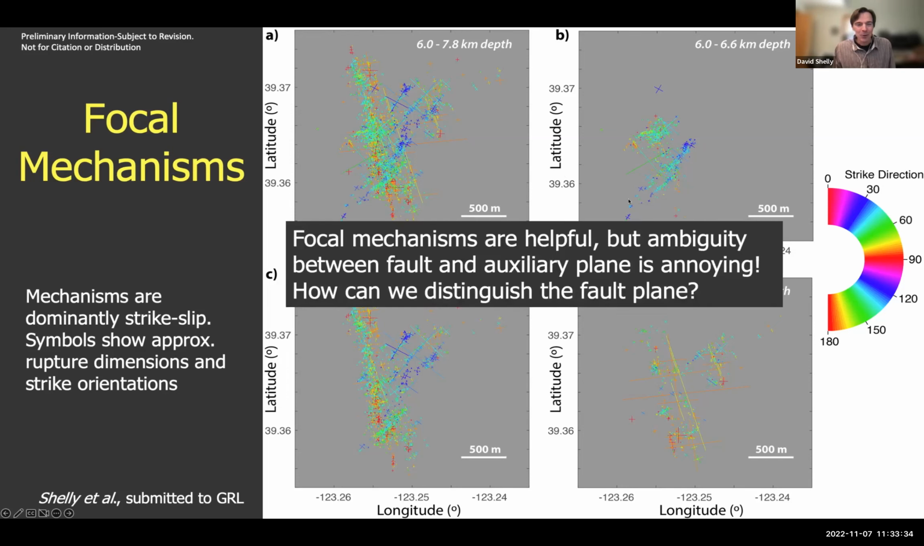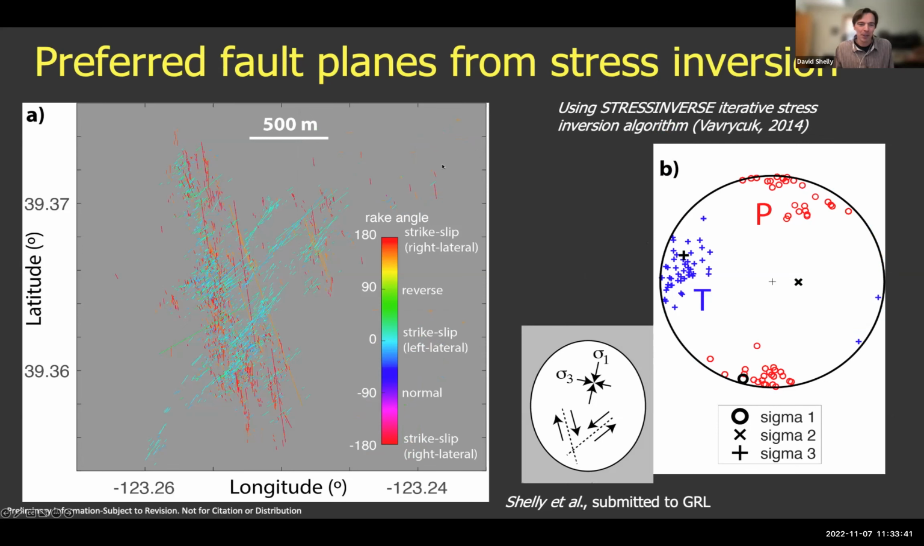So we wanted to take this one step further. I'm just about to wrap up here, but we wanted to try to resolve this ambiguity between the fault plane and the auxiliary plane with the focal mechanisms. So to try to do that in a systematic way, we did a stress inversion. We used the stress inverse algorithm proposed by Vavrycuk, 2014. And so that allows us to determine the likely fault plane among the two possible planes from the focal mechanism.